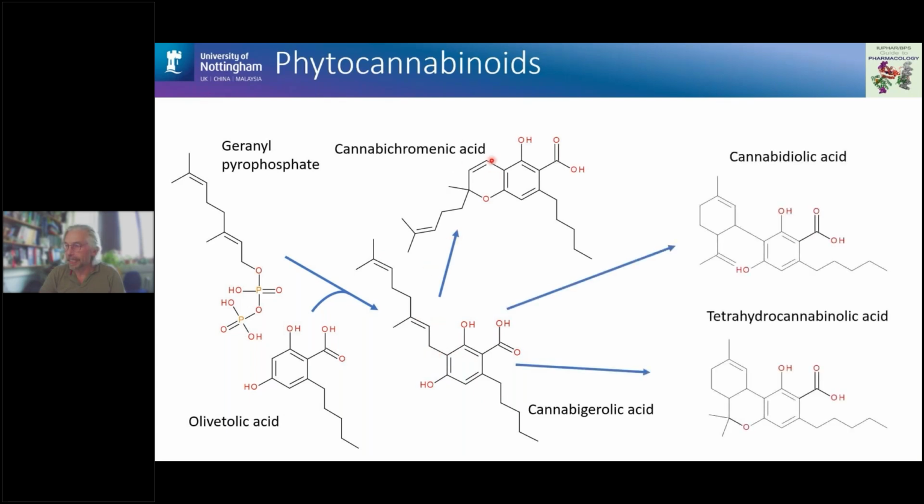So cannabichromenic acid at the top there, which is 2 fused rings, cannabidiolic acid, which is 2 rings which are separated, and then tetrahydrocannabinolic acid, which is 3 rings that are fused. And a point to note here is that the plant doesn't produce THC, it doesn't produce CBD, but what it does do is it produces acids. So this acidic moiety is very much what the plant produces, and then at some stage in the future that's removed for production of CBD and THC.